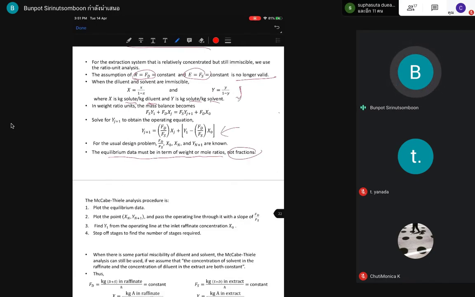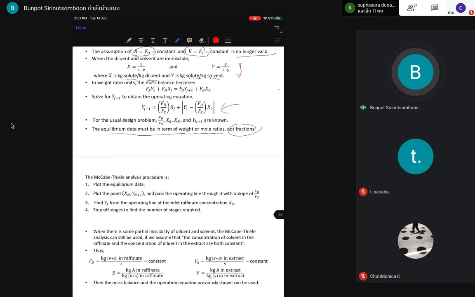But the procedure is somewhat similar. You plot the equilibrium data, plot the point and the operating line, and then you can find y1 at x0, and then you can step off stages. So the mechanics feel somewhat similar to before, it's just that the variables are different. The equation for the operating line is different, but the technique fundamentally is the same.